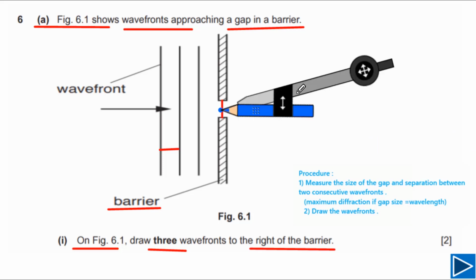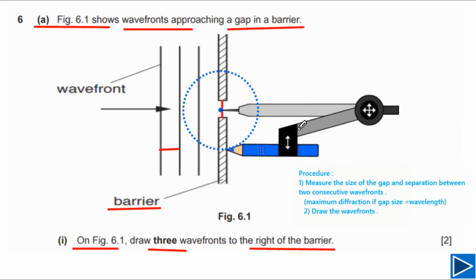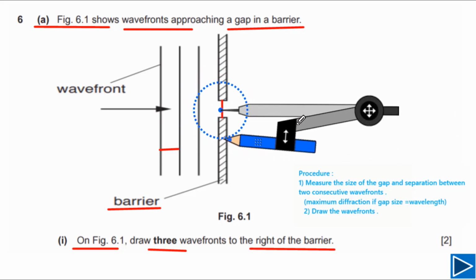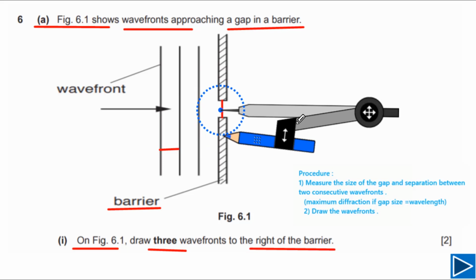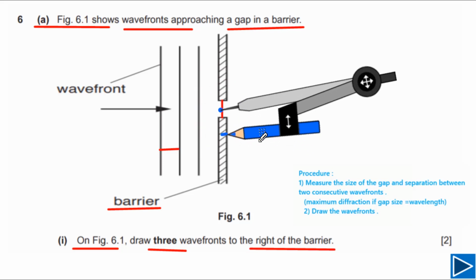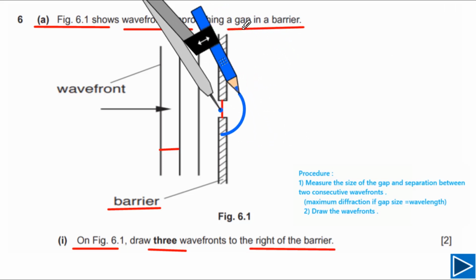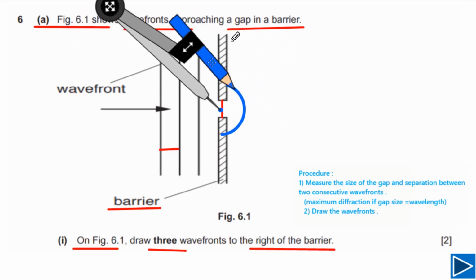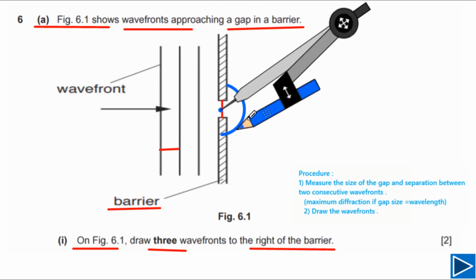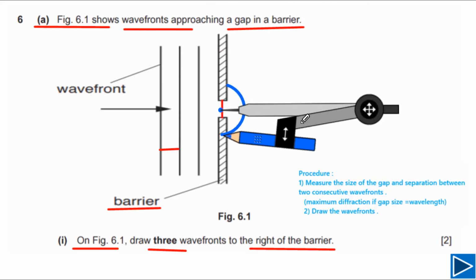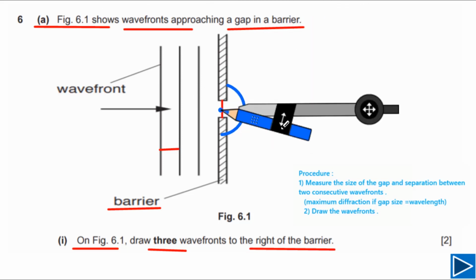Place your compass and open it. You see, if I open this compass, we need to find this. The radius of the circle has to be equal to this. We can draw our first circular wavefront. So this is our first circular wavefront.